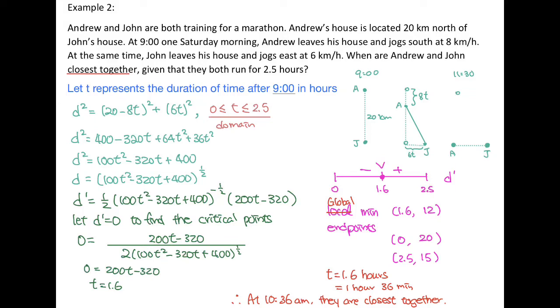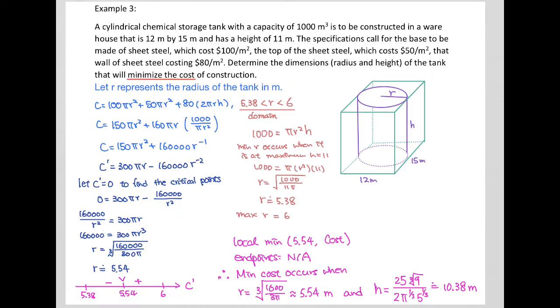So now let's go back to the question to see what we need to find. The question is asking for when. So look at our time. That's 1.6 hours after 9 o'clock. So if we want to find the time, we have to change the 1.6 hours into 1 hour and 36 minutes. How do I get the 36 minutes? You do 0.6 times 60 to get 36 minutes. And then that means that's 1 hour and 36 minutes after 9 o'clock. So it will be at 10:36 a.m. They are closest together.